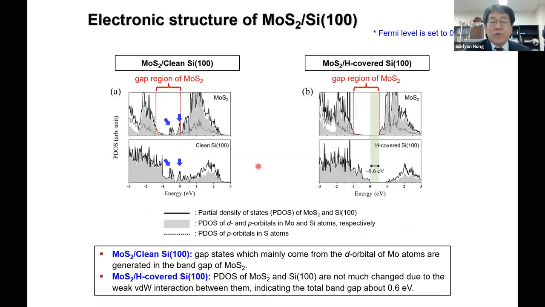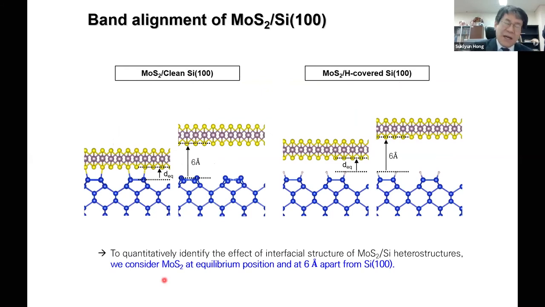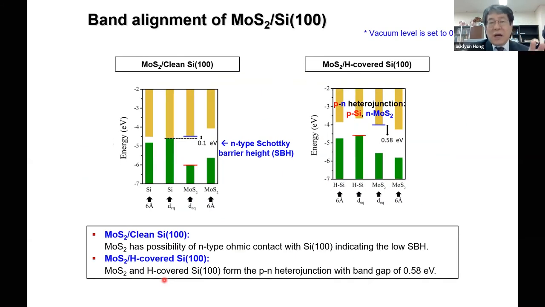For the clean silicon surface, a gap state is formed, which mainly comes from the d orbitals of the molybdenum atoms, and which is generated in the gamma region of molybdenum disulfide. For the hydrogen-covered silicon surface, the density of states of molybdenum disulfide and silicon almost remain the same due to the weak van der Waals interaction between the two materials. And here we still have a band gap around 0.6 electron volt, at 6 angstrom apart from the silicon surface.